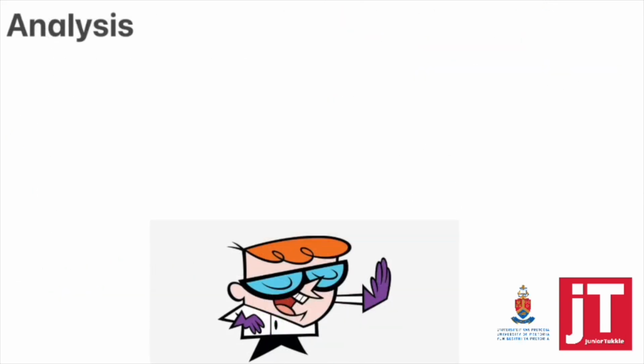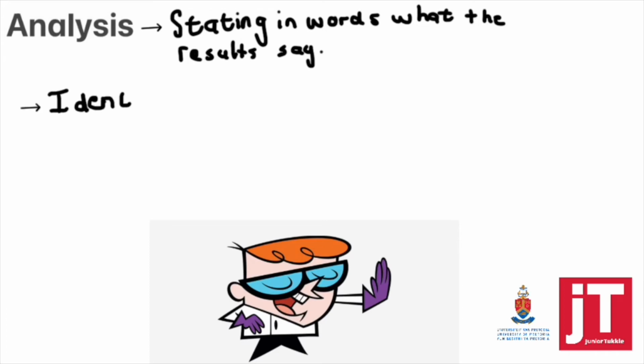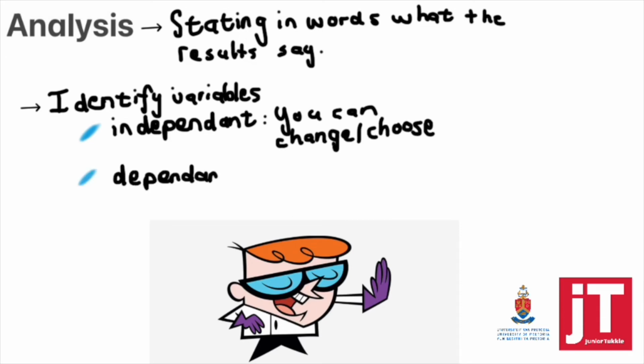So the next one is my analysis. So my analysis is stating your results in words. There are 3 variables in the analysis which we need to identify. So firstly, we have the independent variable. This variable, you as the researcher or the scientist can change, or you can choose the variable.